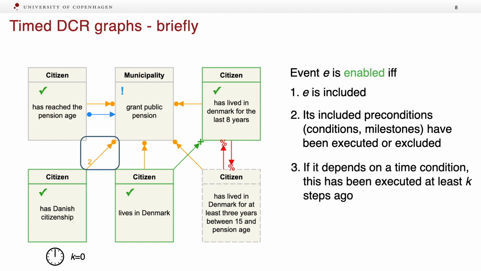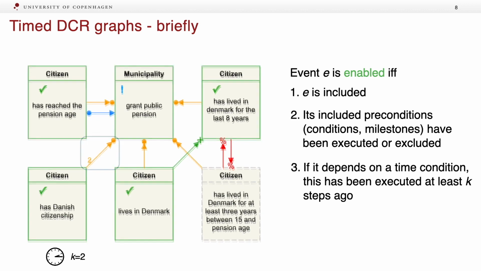Given that we are still in a timed setting, it is not only enough that it has to be executed at a given time. We also need to respect the time delays. In this case, the municipality cannot grant public pension until 2 years have passed after having received the Danish citizenship. So once these 2 years have passed, then our event for granting public pension is allowed to be executed.